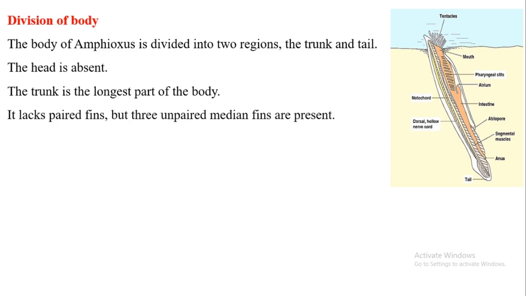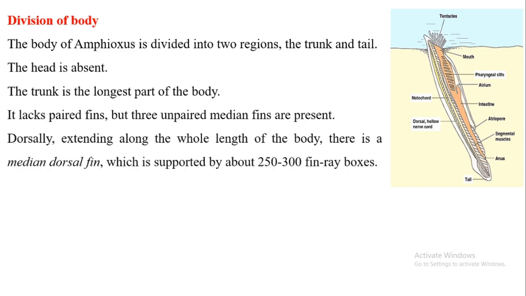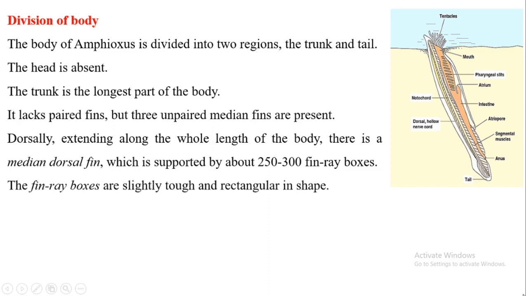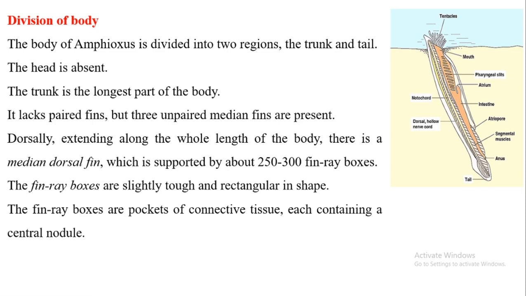It lacks paired fins. The animal does have fins, but only unpaired median fins are present. Dorsally, extending along the whole length of the body, there is a median dorsal fin, supported by 250 to 300 fin ray boxes. The fin ray boxes are tough and rectangular in shape, and each fin ray box is a pocket of connective tissue which contains a central nodule to support the fin.